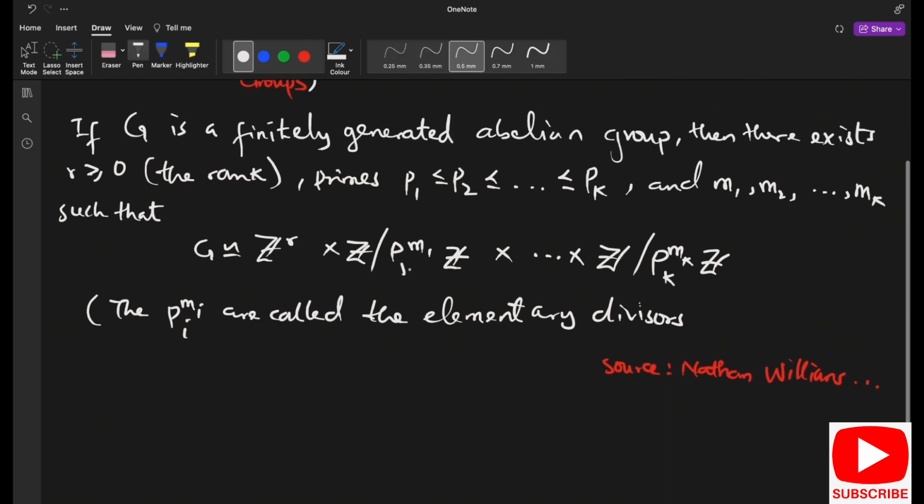What is this all telling you? He said a group, let's say G, is a finitely generated abelian group, and there exists r, which is the rank, such that it is a non-negative integer. And you also have your p's to be primes, and the m's also, such that you have this.